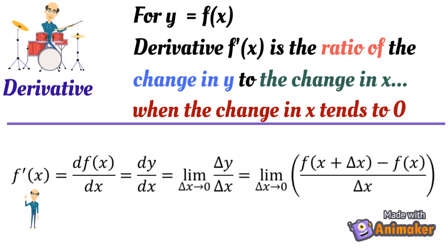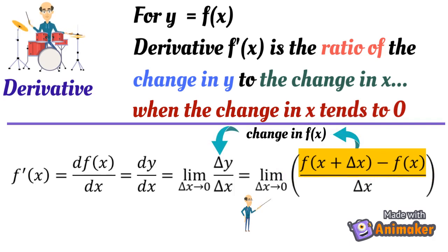f prime x, which is a way to denote the derivative of x, is equal to df of x by dx, which is another way to write the derivative of f of x. And since f of x is equal to y, we can write that as dy by dx equal to limit of delta y by delta x as delta x approaches 0 or delta x tends to 0, as we also say it, equal to limit of f of x plus delta x minus f of x, which is, in other words, the change in the value of f of x as the value of x changes by delta x. And this change divided by delta x as delta x tends to 0.